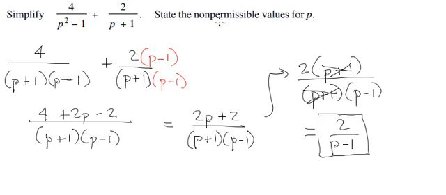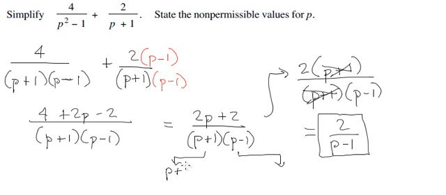Now, non-permissible values. Please don't go to here to do your non-permissibles. You'll only get one of them and you'll miss something important. You have to do the non-permissible values from the original version of the expression before you've canceled anything. That means you have to go back to here where we have both of these factors and solve each of them.